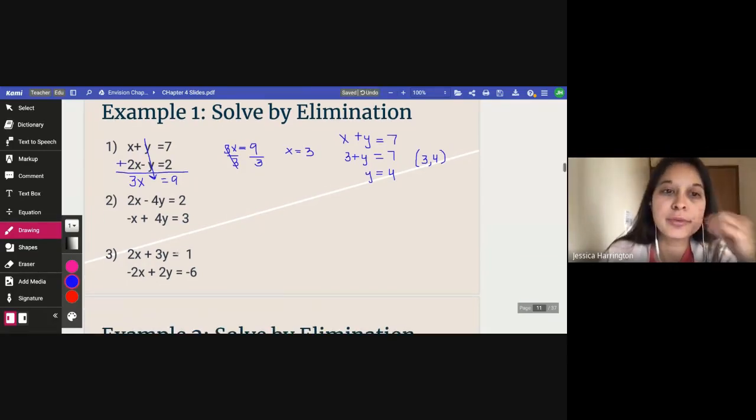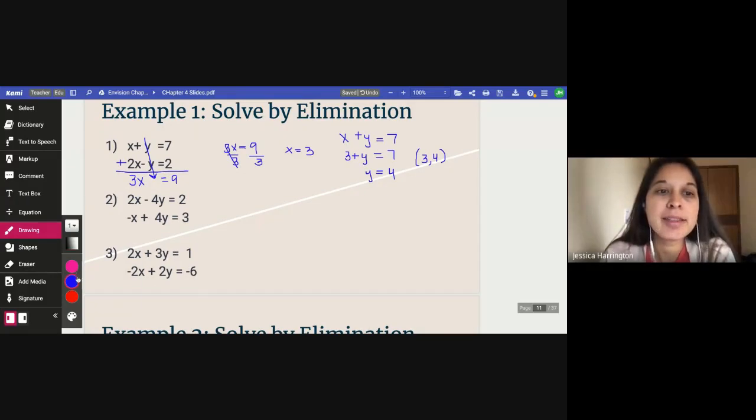So let's look at number 2. I'm looking at it again. It's set up nice for me. All my x's are in one column, all my y's are in one column, and my constants are on the other side. I'm going to just look at it. I can see 2x minus x. That'll leave me with an x. But minus 4y and plus 4y, that's going to 0. I can eliminate that. So I'm going to use elimination here.